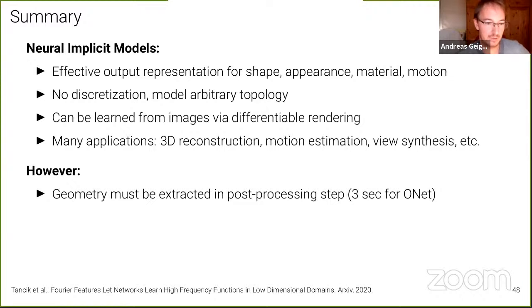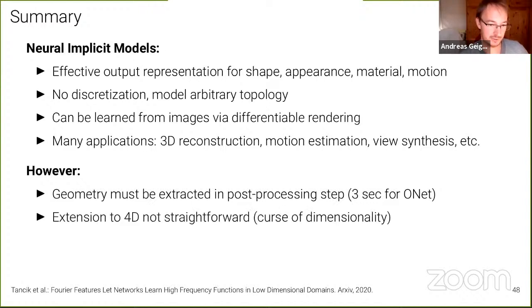However, because these are implicit models, the geometry must be extracted in a post-processing step. So if you want to go from this implicit model to a mesh, it takes about 1 to 3 seconds for ONet. And extension to 4D, as we've seen, is not straightforward due to the curse of dimensionality.